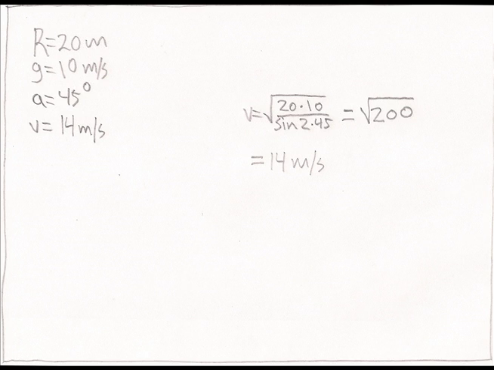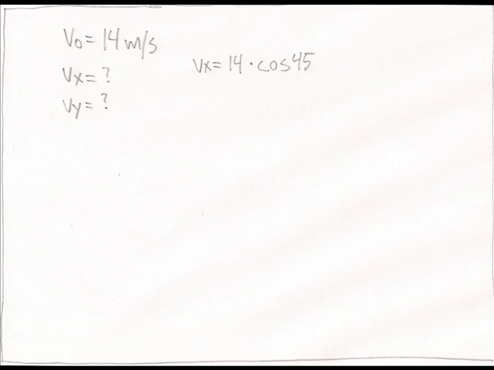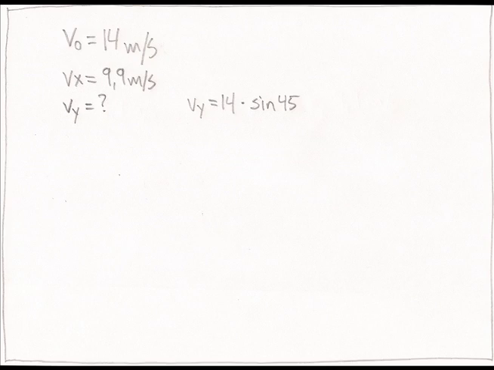Now I can figure out the original speed in both x and y directions. Velocity in the x direction is 14 times cosine 45, which equals 9.9 meters per second. Velocity in the y direction is 14 times sine 45, which equals 9.9 meters per second.